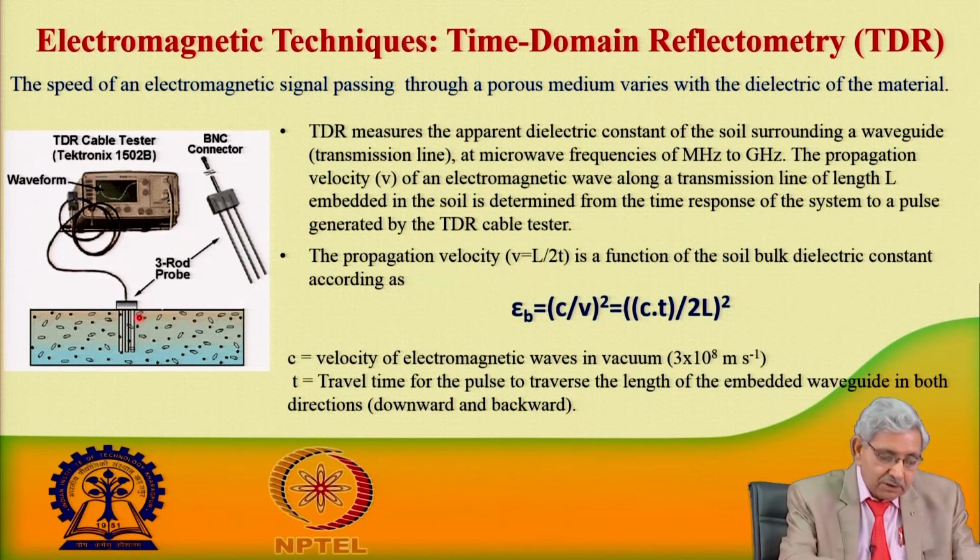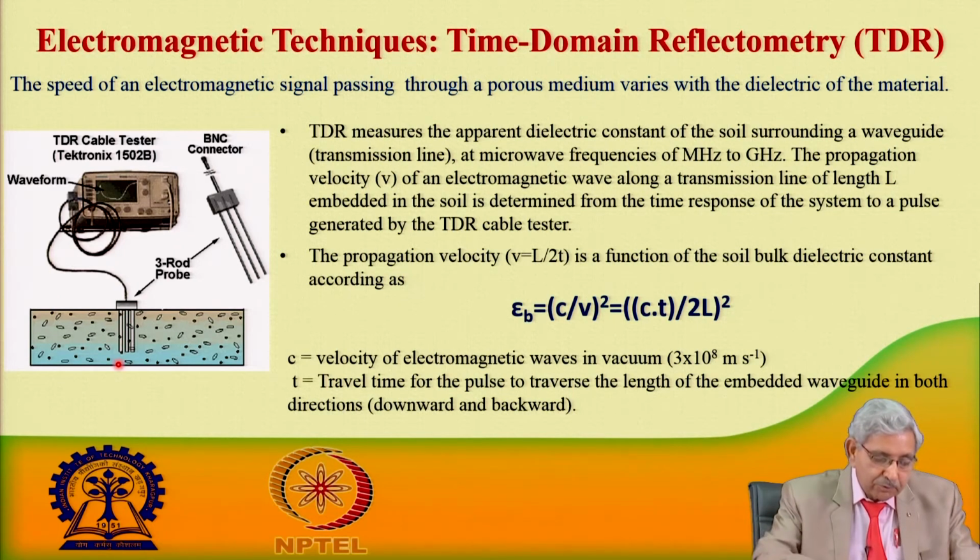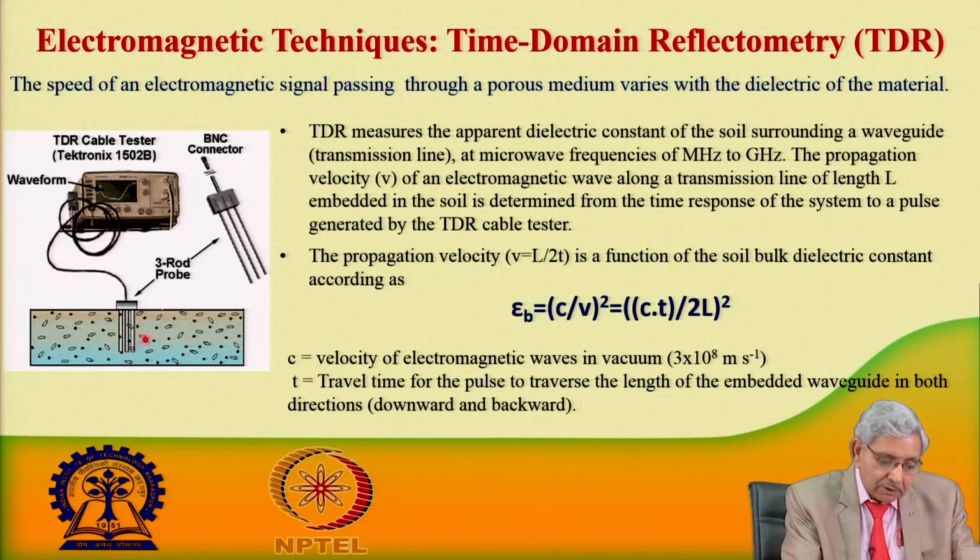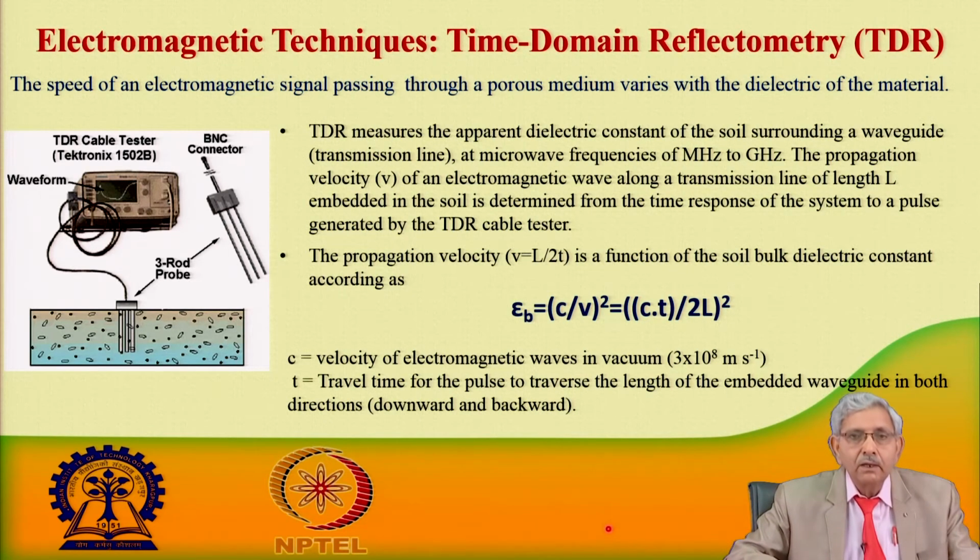This is a 3 rod probe, where the electromagnetic waves are transmitted and the observation comes. The observations are calibrated in terms of moisture content and expressed in volumetric units. Water content is given in cc by cc, that is cubic centimeter by cubic centimeter, and sometimes it is expressed in percentage also.